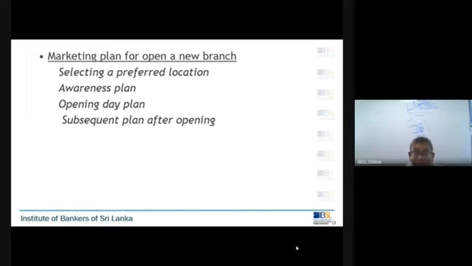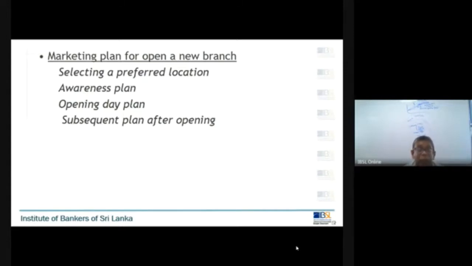With your board approval, that letter you need to send to the central bank for approval, saying that according to our branch rationalization program 2022, we have identified and mentioned that we are going to open a branch in Dehiyatta Kandiya. The board approval, we got it to open that branch. Like that we need to get an approval. So that is the initial step.